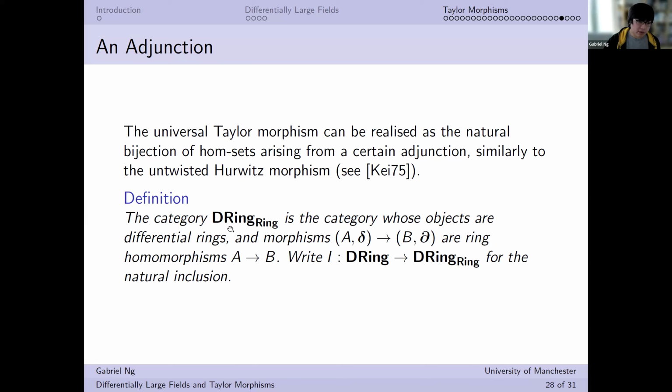So firstly, we define this category D ring subring, which is the category whose objects are differential rings, and the morphisms are just ring homomorphisms. So the morphisms are the result of just ignoring the differential structure on these rings and just taking ring homomorphisms. And we write I for the inclusion of the category of differential rings into this funny category.